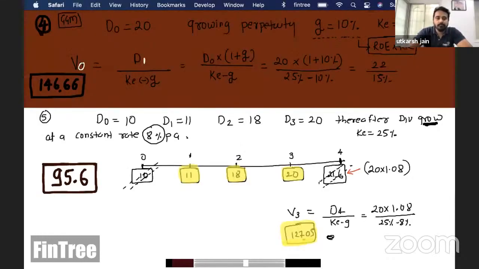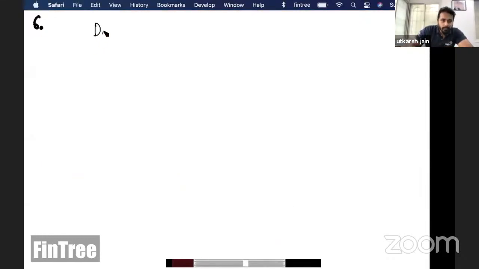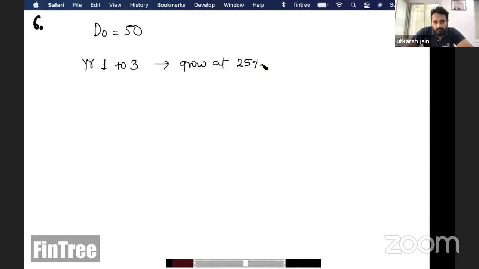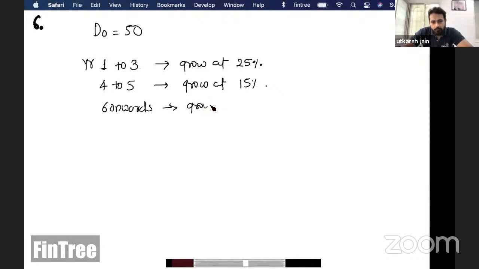So number 6. D0 is 50. Year 1 to 3, you expect to grow at 25 percent. Year 4 to 5, you expect to grow at 15 percent. And 6 onwards, you would grow forever at 8 percent.